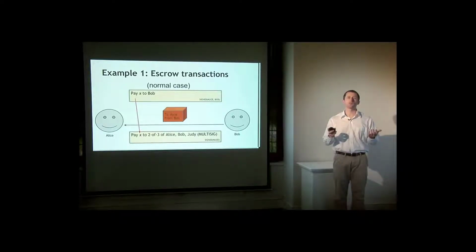There was no dispute, and so Alice and Bob were able to sign, and that represents 2 out of the 3 people required by the multisig transaction. So in the normal case, this isn't that much less efficient than Alice just sending Bob the money. It requires just 1 extra transaction on the blockchain.